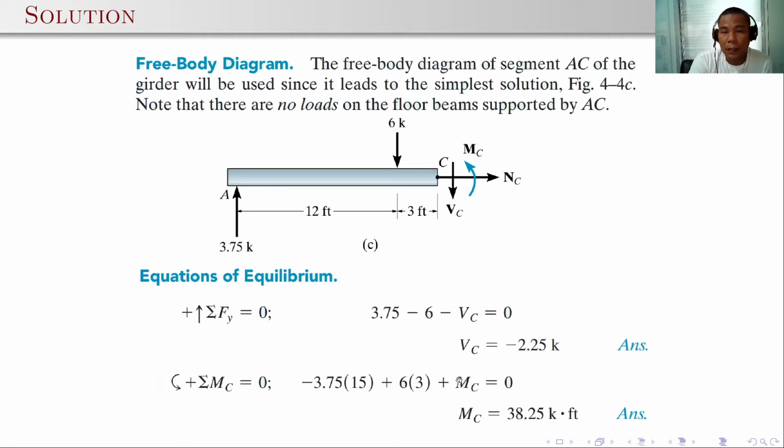If we cut the segment, this is the free-body diagram of the segment with the left support of 3.75 kips and the loading of 6 kips. Here again we assume NC tension as positive, VC going down as positive, and MC clockwise or counterclockwise as positive. We can now directly use the equations of equilibrium, where VC is minus 2.25 kips, meaning our assumed direction is incorrect, so we redraw VC going up. Sum of moment at point C: MC is equal to 38.25 kip-foot. Again, since it is positive, our assumed direction is correct.